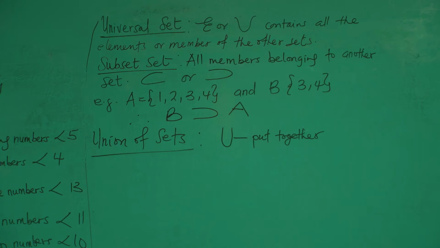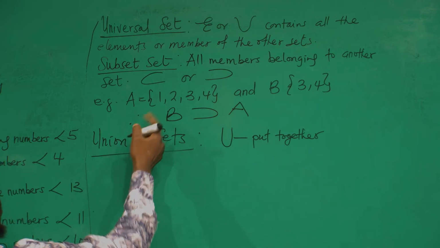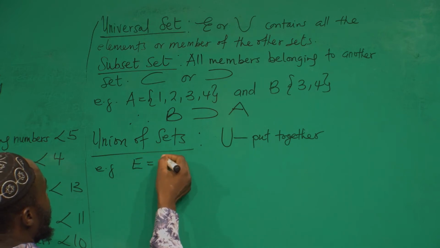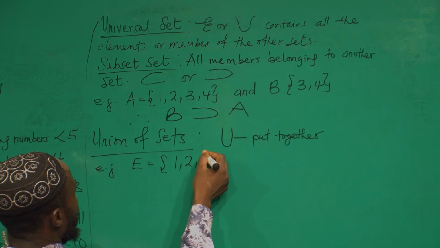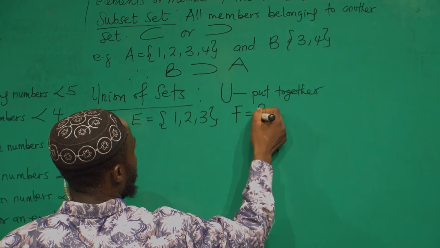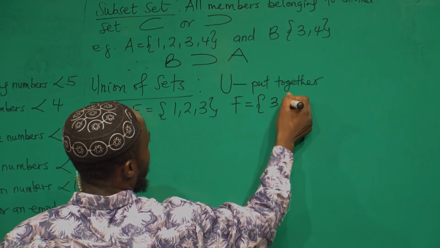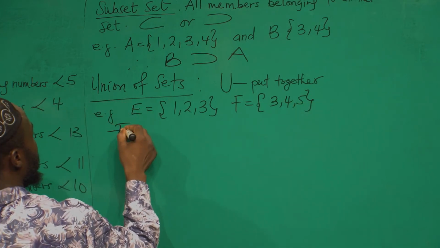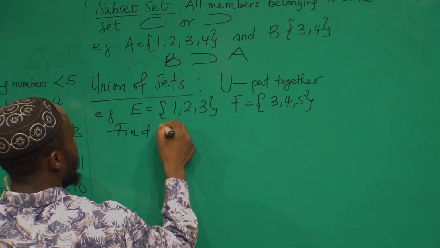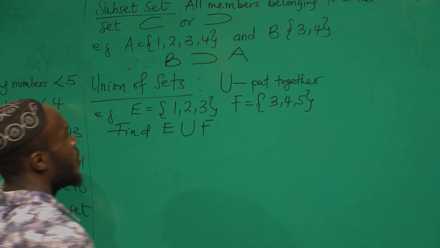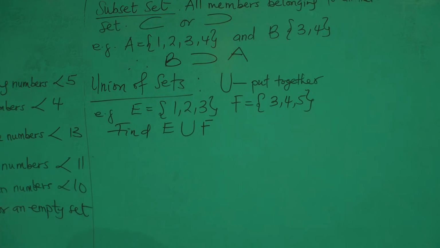Okay. So an example can be E: 1, 2, 3, F: 3, 4, 5. And you'll be asked, find E union F. This means that put these two sets together.